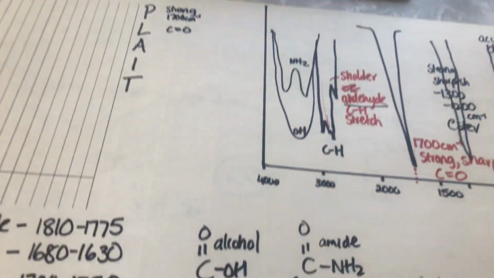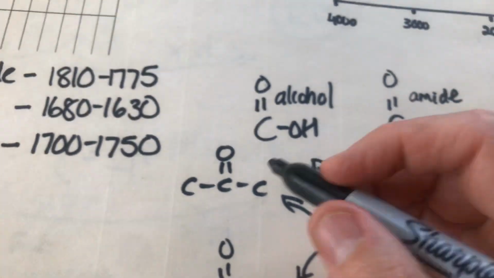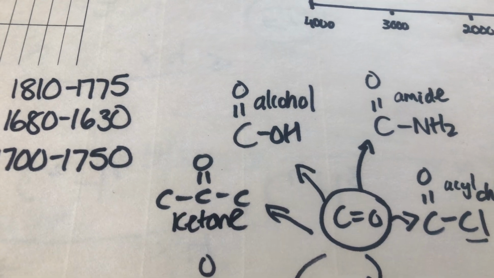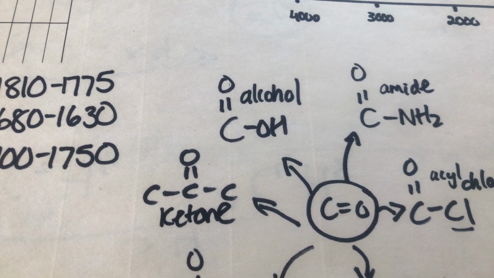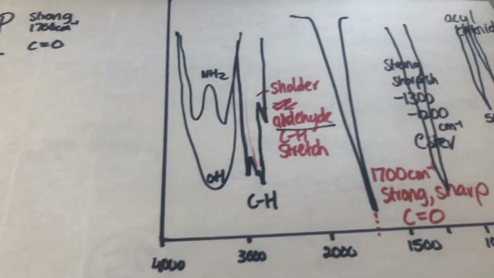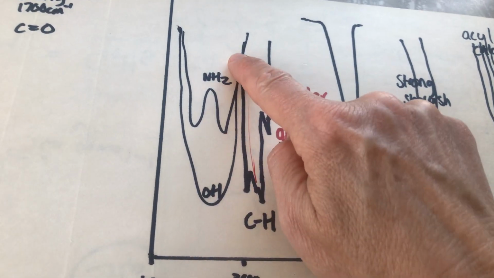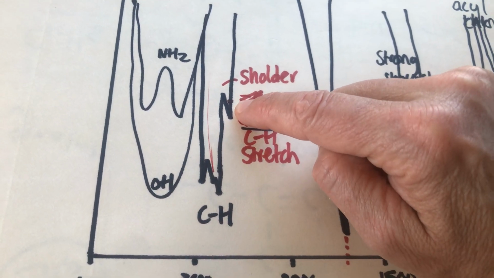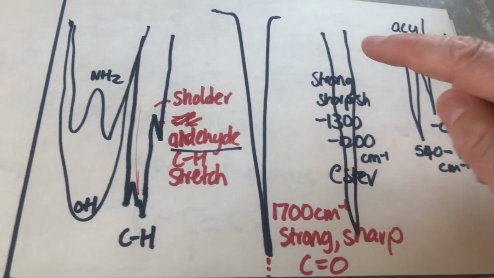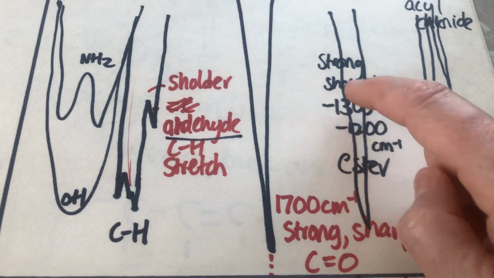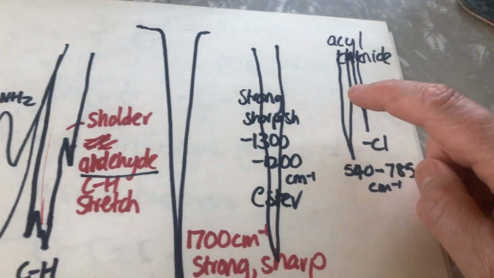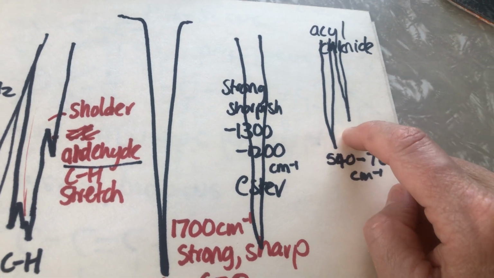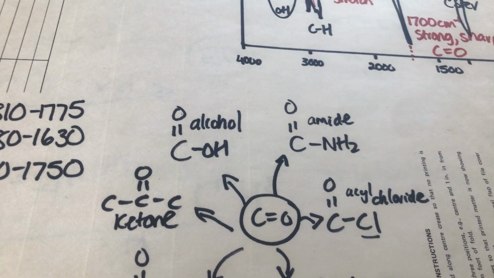Okay, we're nearly there, and now we've got our ketone. Our ketone is characterized by the absence of any other peak. It will not have the broad OH peak. It will not have the doublet NH2 peak. It will not have the shoulder peak on the side of this. It will not have this peak at around 1200 to 1300 for the ester, and it will not have any obvious sharp peaks for the chloride. That is how we tell that something is a ketone.